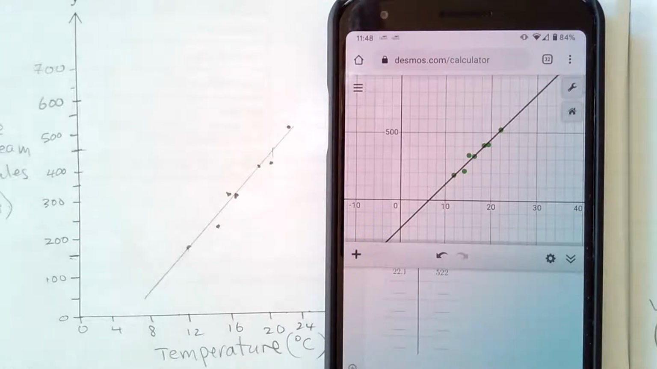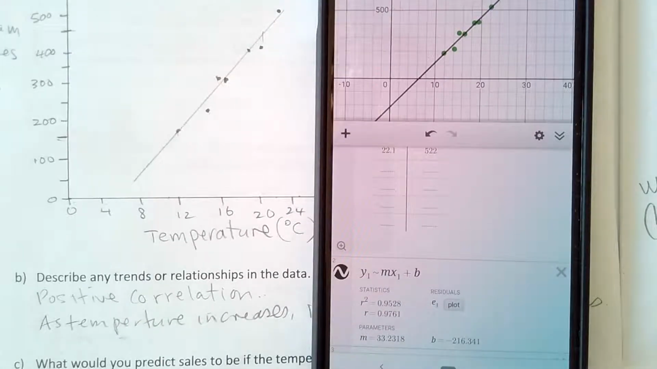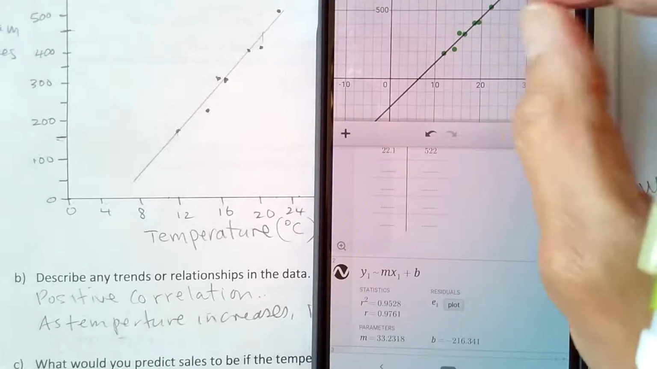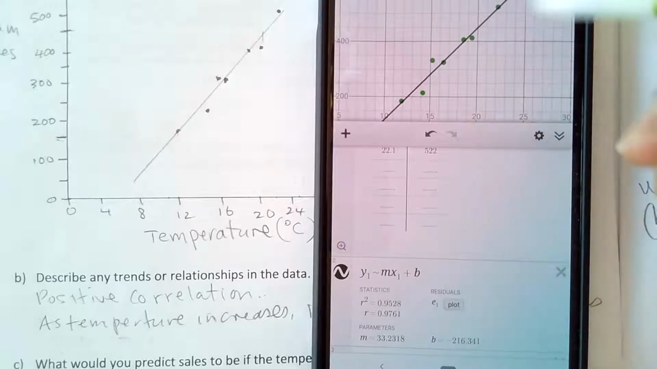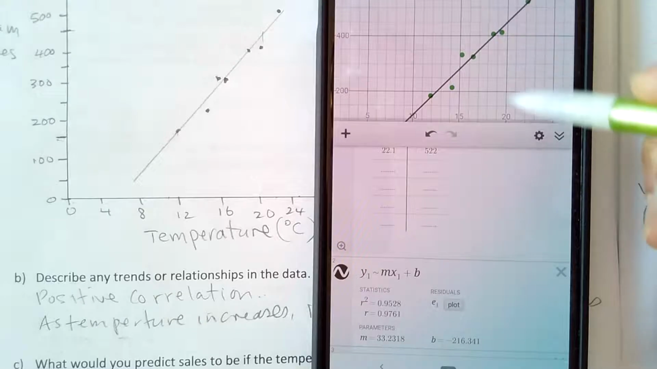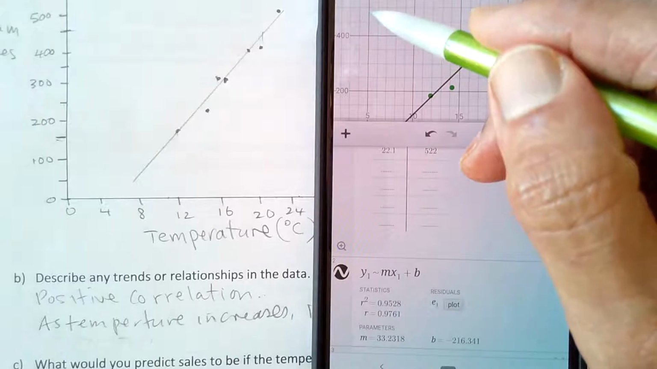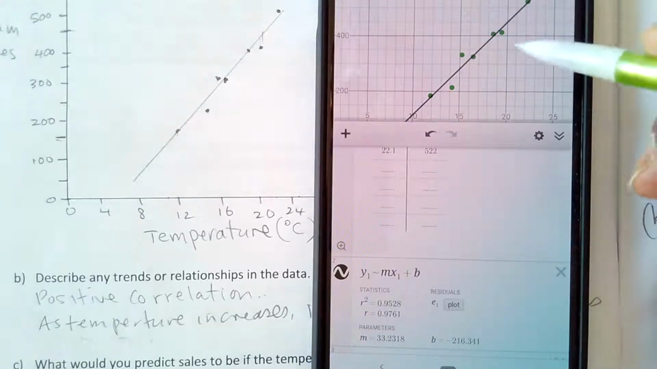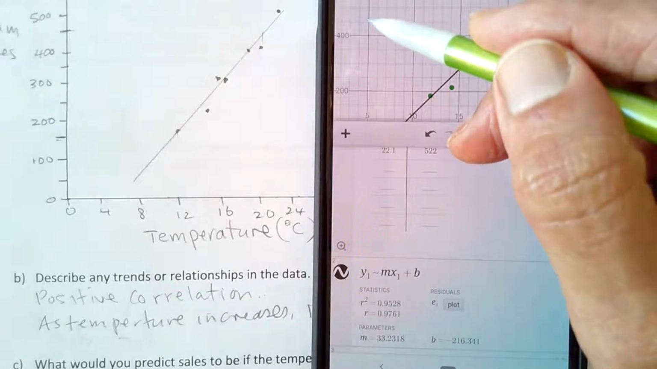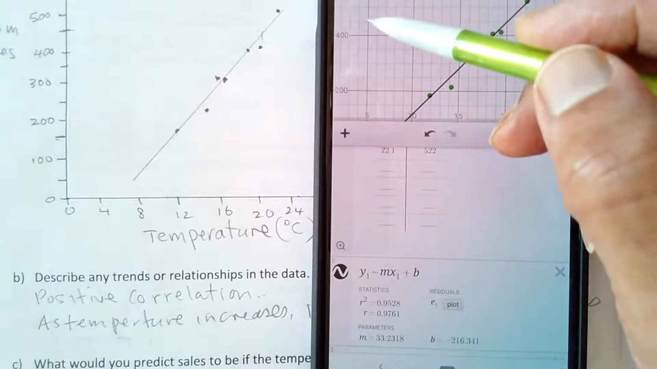Now, the question is, what would your predicted sales be if the temperature is 20 degrees? Now here's 20 degrees, right along here. So this is my 20 degrees line. My sales, now this goes up an increment of 50. So 20 degrees, right on 50. According to the scale here, is it 425? No, it's 450, sorry.